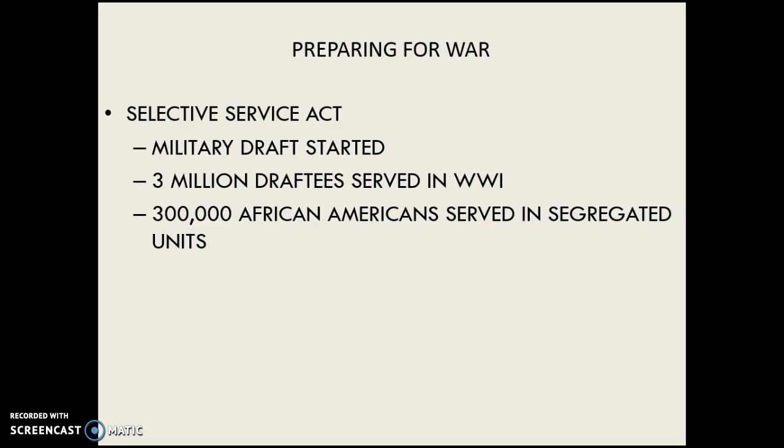So if you remember from our trip to Stones River, the Civil War had African Americans and whites and blacks. They were buried in the same cemetery. But by World War I, we're in segregation again.